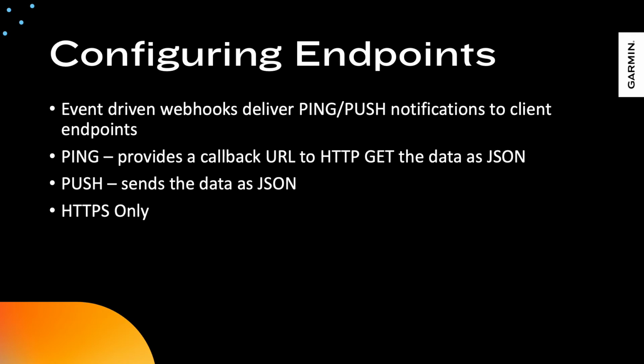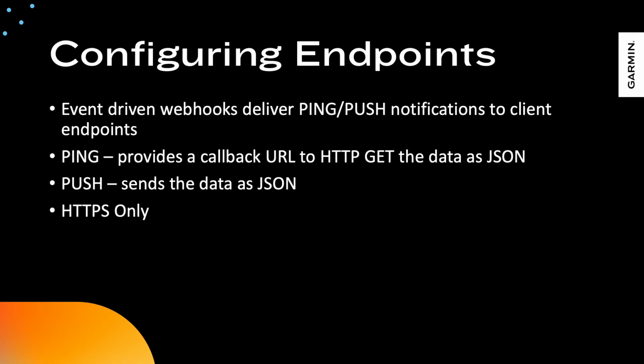With ping notifications, your app will receive a URL that it can use to fetch the data. The ping includes both the Garmin ID and the user access token, so you can identify the user that the data belongs to. Getting the data is done by making a signed HTTP request to the provided URL. The data is then returned in the body of the response as JSON. With push notifications, the new data is provided directly in the body of the HTTP post request that is sent to your endpoint.